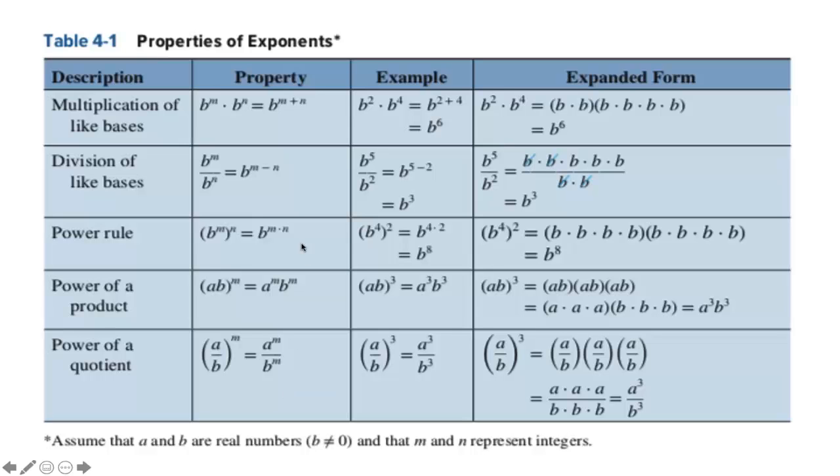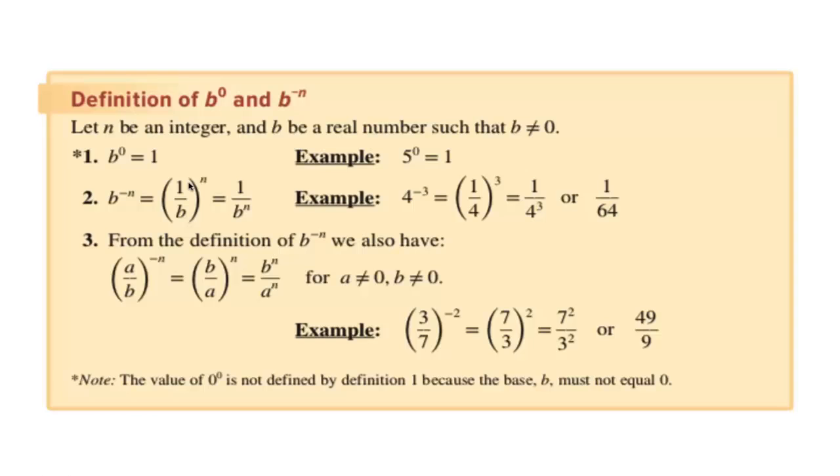We've seen this already in algebra. Hopefully you've seen that already. But let's see some examples. Let's talk about some special cases of exponents. Any real number that is not 0 raised to the 0 power is 1. So for example, 5 to the 0 power is 1.